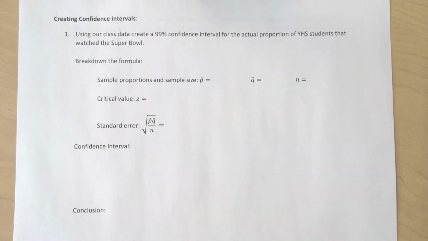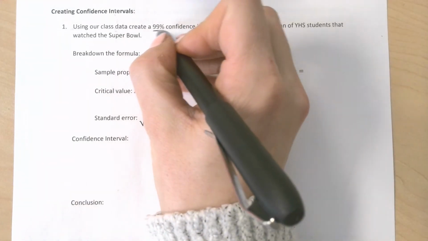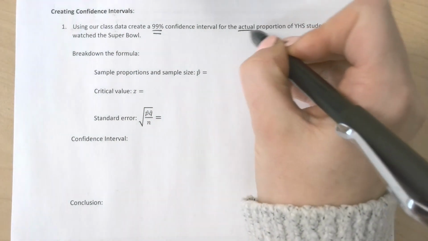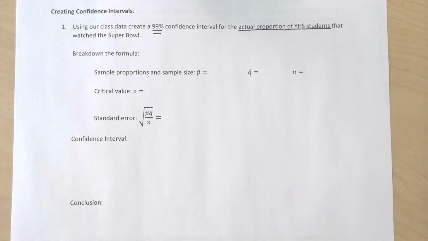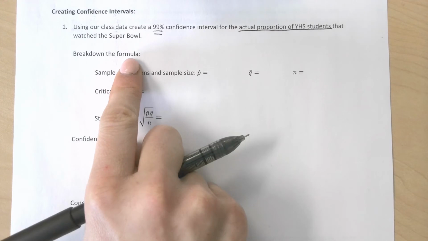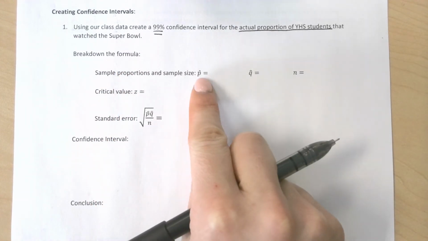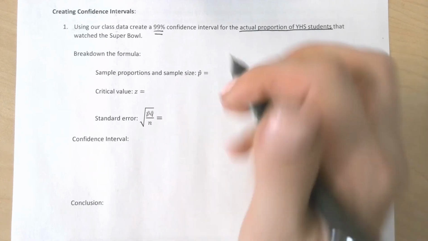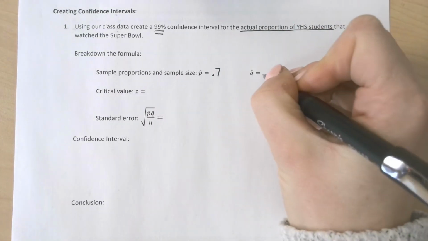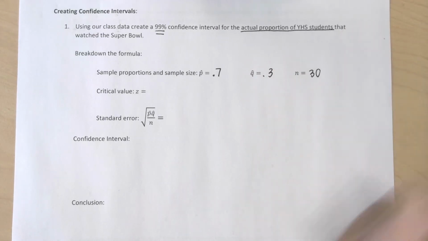Okay, so on this next page, we are going to use our class data to create a 99% confidence interval for the actual proportion of YHS students that watch the Super Bowl. We're going to start with breaking down the formula. We should have our sample proportions and our sample size, which we already found: p was 0.7, q we had as 0.3, and we had asked 30 students.